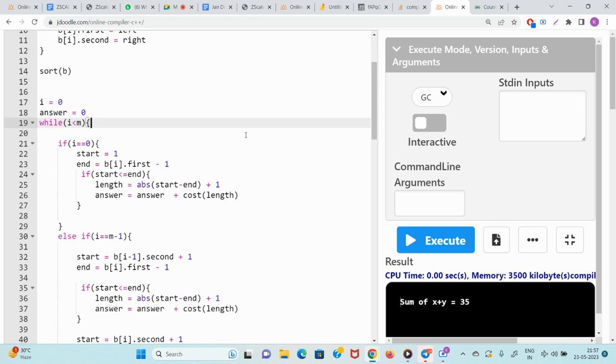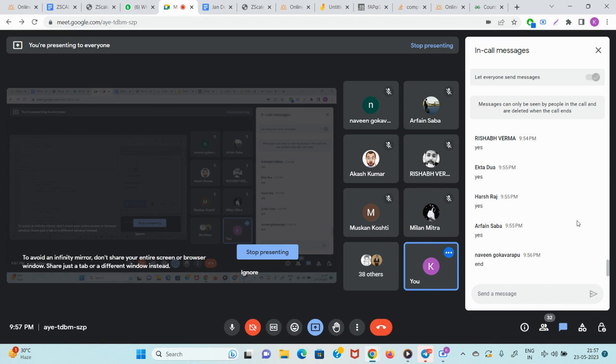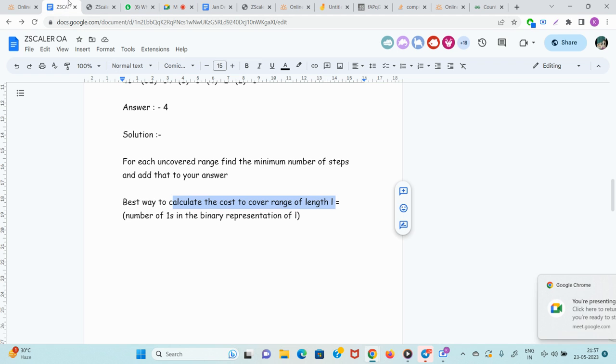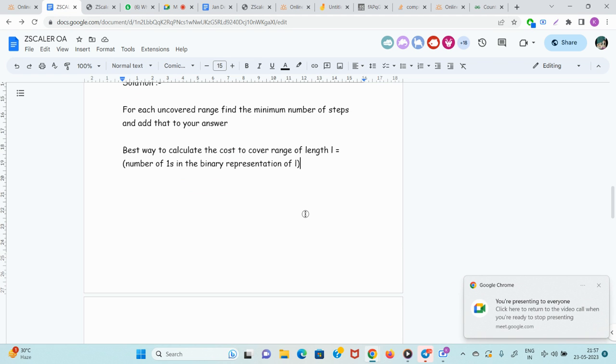I will be posting this pseudo code as well as the C++, Java, Python codes, everything, guys. Now everyone start saying the time complexity, guys. Thank you, Milan, thank you, guys.